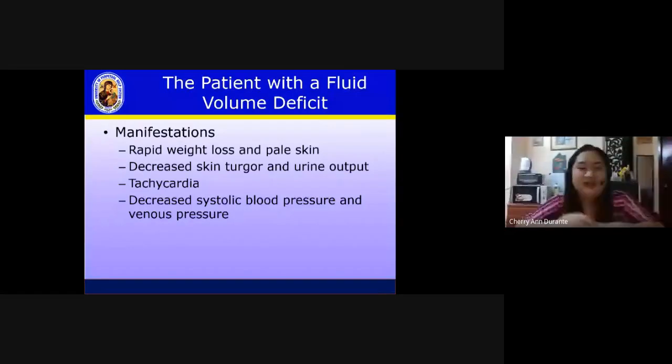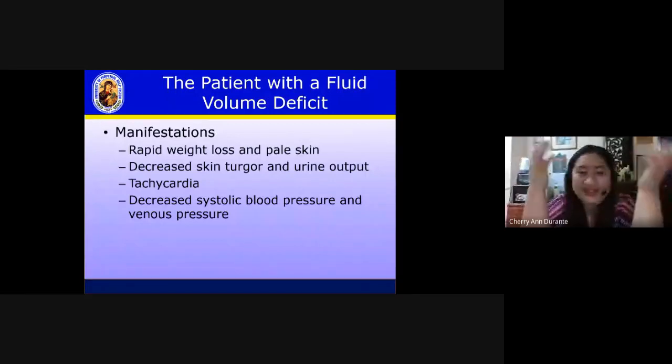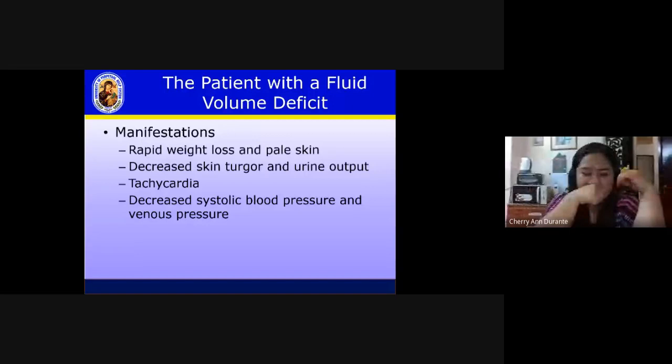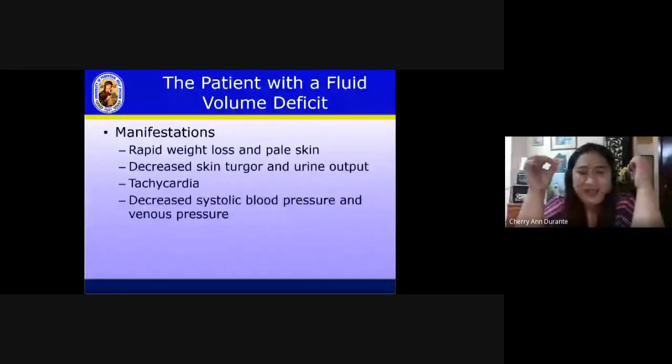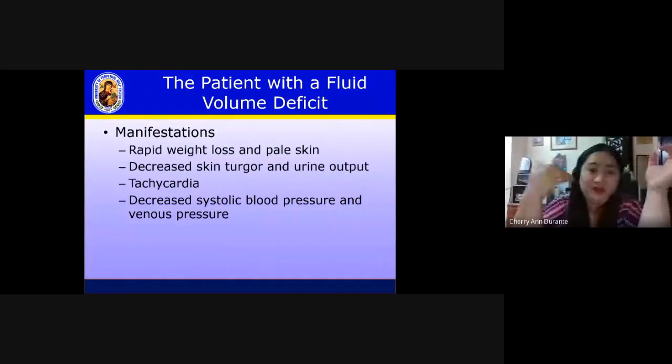Then you have decreased skin turgor. Skin turgor, we mentioned earlier, is when you pinch the skin and it goes back to normal. Pinch the skin, it goes back to normal. That's your skin turgor. It's the elasticity of the skin. So, these manifestations are what you assess in your patient to verify if he really has fluid volume deficit. So, check if there is decreased skin turgor.